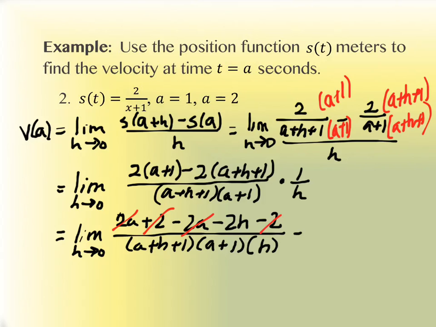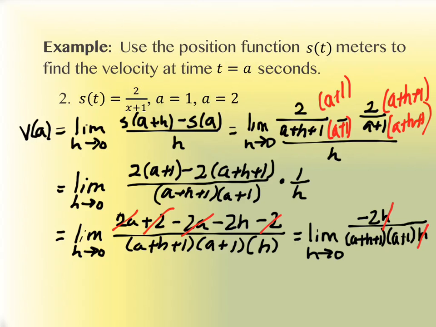All right, so on top now, we still have that limit as h goes to 0. I'm running out of space, so I'm going to try and squeeze it in over here. I have negative 2h over a plus h plus 1 times a plus 1 times h. Now what? This is factored now, right? Everything's written as multiplication pieces. So what reduces? The h on top with the single h on bottom, right?